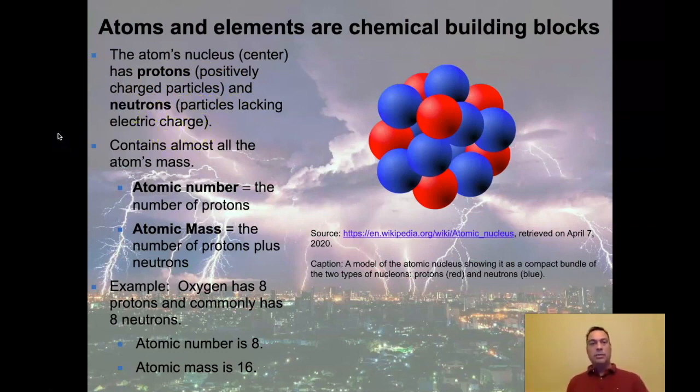So when we look at a nucleus, and this is kind of an example of a nucleus, what we could see is that some of these things are going to be neutrons and some of these are going to be protons. And I believe in this case, the atomic nucleus showing the compact bundle of two types of nucleons. Protons are in red. Yes, red is the protons and neutrons are blue. So the whole nucleus is going to be controlled by the protons because the neutrons have no electric charge at all. Okay, so it also contains almost all of the atom's mass.